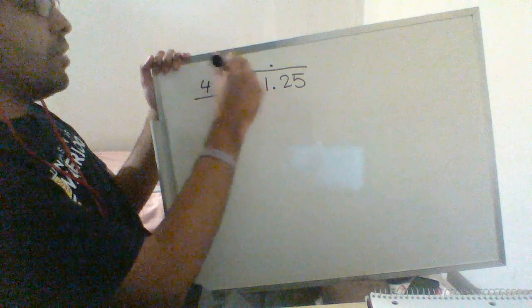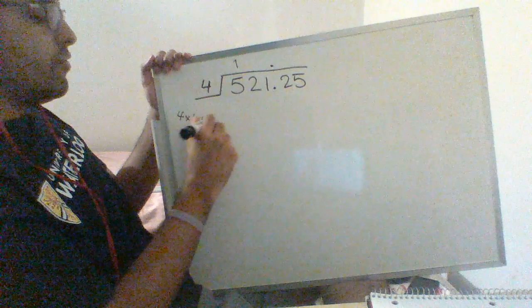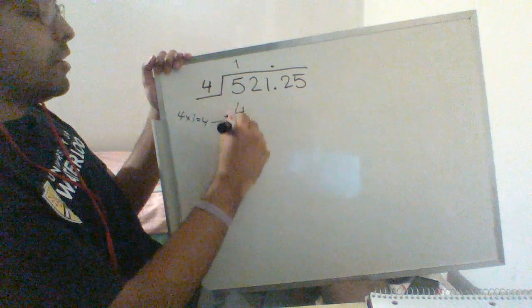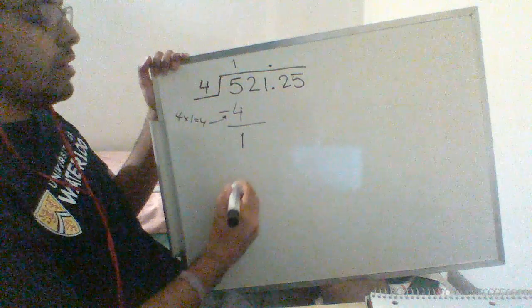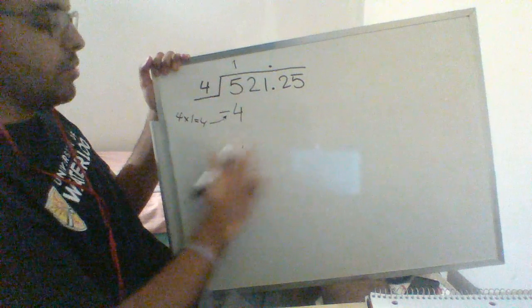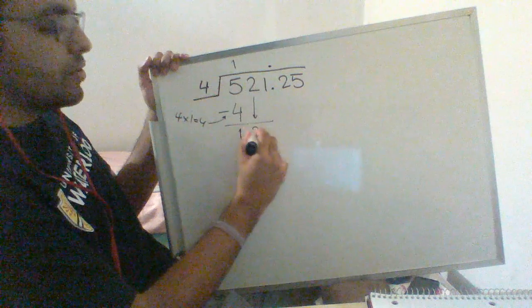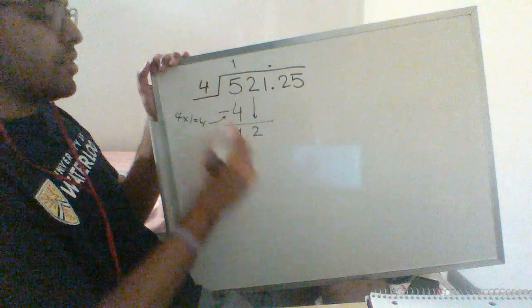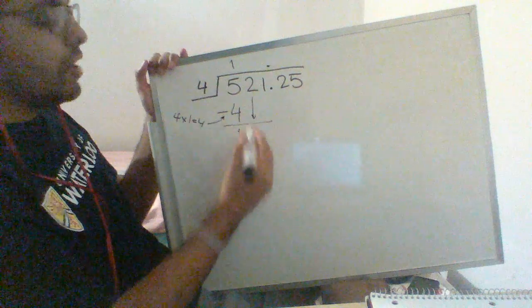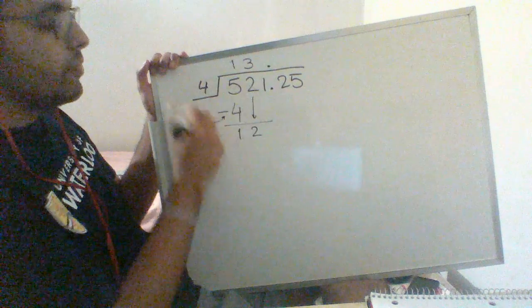4 goes into 5 once, so we put a 1 up top. 4 times 1 is equal to 4, so that's going to go in here. 5 minus 4, we subtract, and that's going to leave us with a 1. I'm going to actually make that a little bit smaller. And then we pull down the next digit, which is a 2, so we've got that there. Now we ask ourselves, how many times does 4 go into 12? And it goes into 12 3 times, so we put the 3 above the 2.